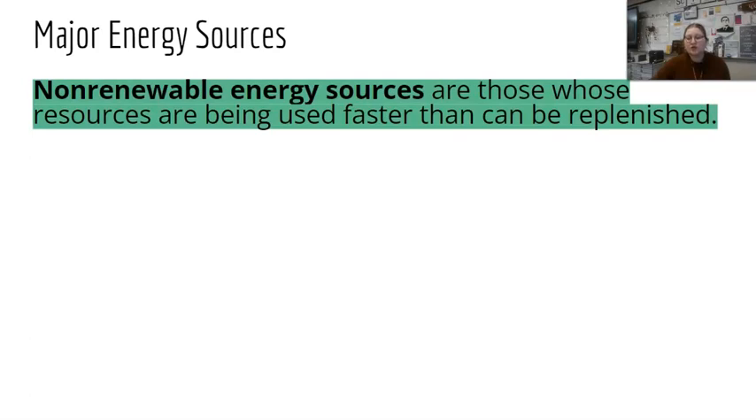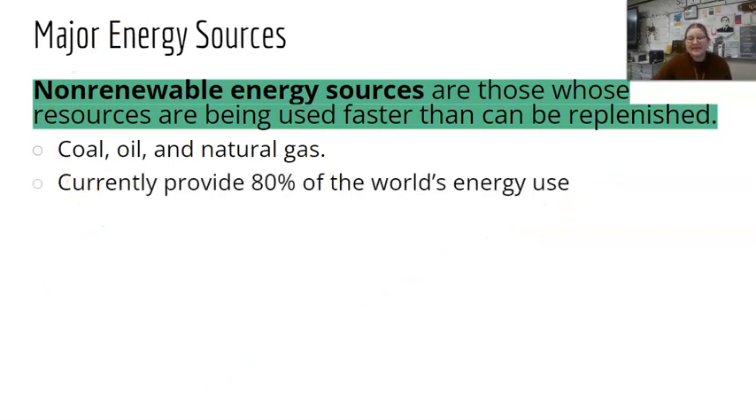Non-renewable energy sources are those whose resources are being used faster than they can be replenished. That just means we're using them faster than they can grow back. Oil, coal, and natural gas take hundreds of thousands, sometimes millions of years to form, so we're definitely using them faster than they can form. But these energy sources currently provide 80% of the world's energy use. Even though they're non-renewable and we don't have them forever, currently they make up 80% of how we get our energy.